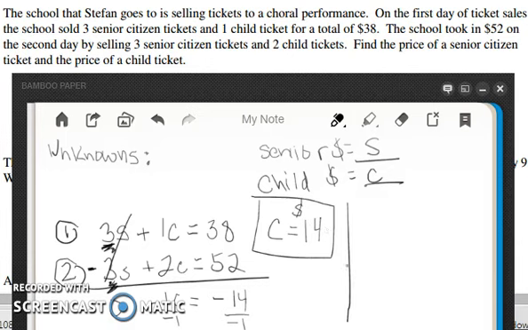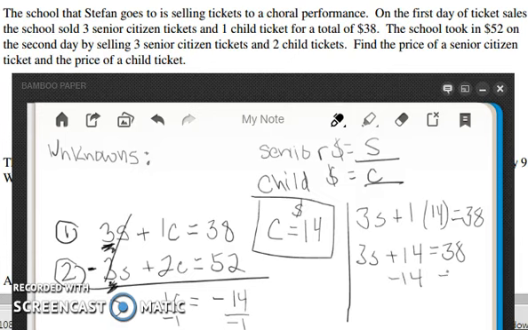Alright, now I need to plug that back into one of the original equations. I'm going to plug it in this top one. So 3 times the senior citizen plus 1 times the $14 child ticket equals $38. That gives me 3S plus 14 equals 38. Subtract the 14 from both sides, and we get 3S equals, this is going to become 24. Divide by 3, and that goes in 8 times, so the senior citizen ticket is $8.